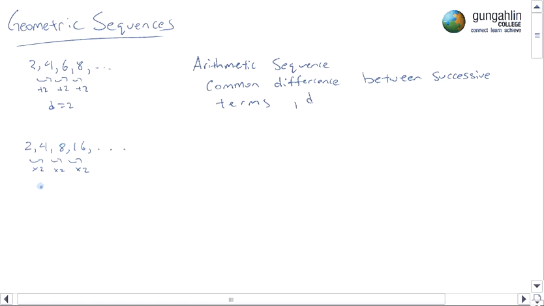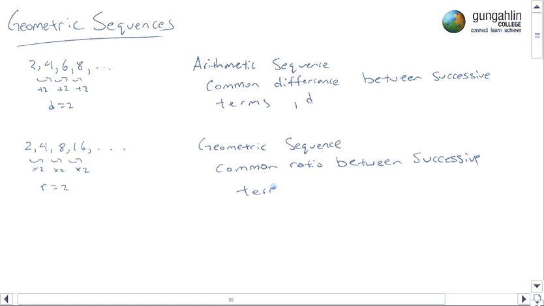So instead of a common difference, we call it a common ratio. R is equal to 2. And this is a geometric sequence. There's a common ratio between successive terms, and we call that common ratio R. When we say common ratio, what we really mean is that the next term divided by the previous term is always going to be 2. That's why we call it a ratio instead of a common factor.